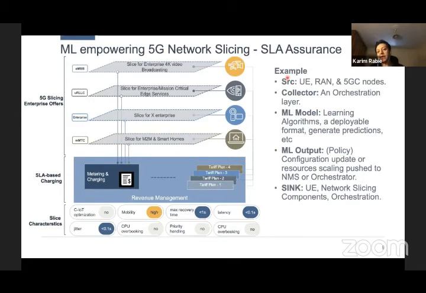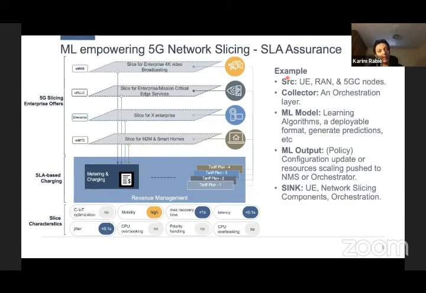The collector, in reality, and this is what the vendors are thinking of, can be part of an orchestration layer. If you have one unified orchestration layer that sees any domain, we can call it a domain orchestrator. Most of the vendors are bringing the capability of having an artificial intelligence module to collect the data feed. Then you have the machine learning model, which is applied by using some learning algorithms to process or learn from the data that you are collecting. And this machine learning must have some sort of deployable format.